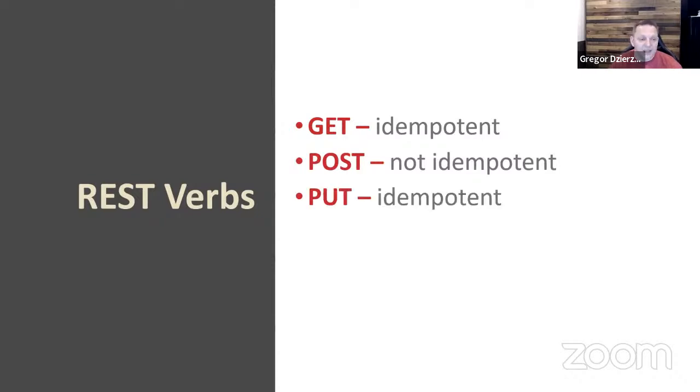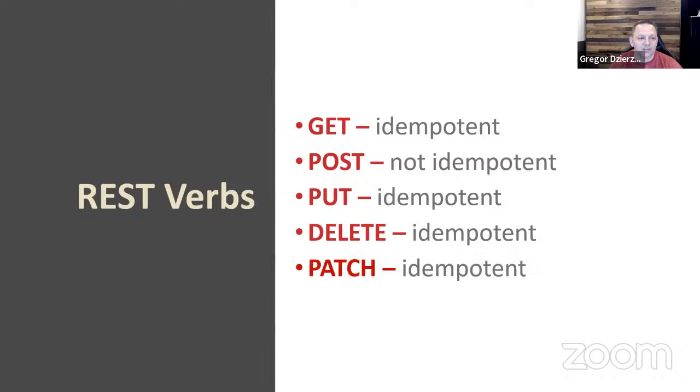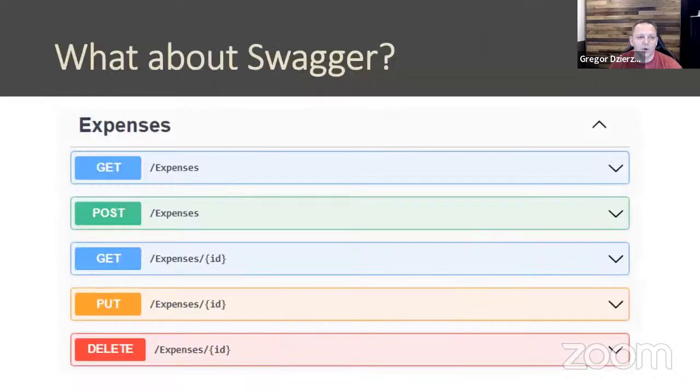Put, if we're following REST principles, should be idempotent. Every time, if I make the same update call, the end result on the server should be exactly the same, no matter how many times I do that. Same with delete. I can call delete on ID 1 five times. It's only going to delete the record the first time, but I'm not going to delete additional records. And then patch, the same thing. It's like put, it's going to be idempotent as well.